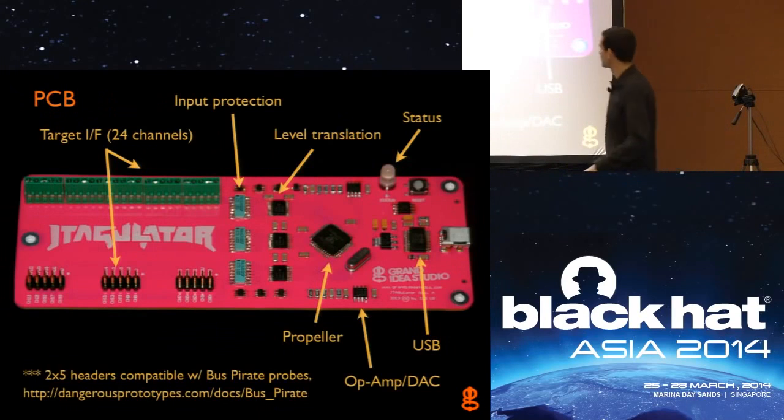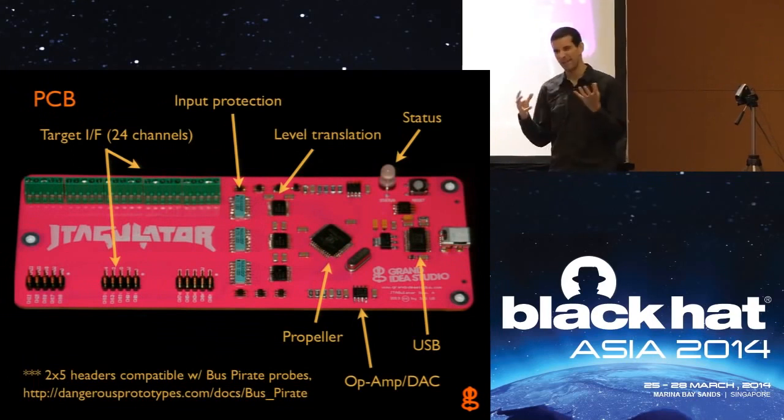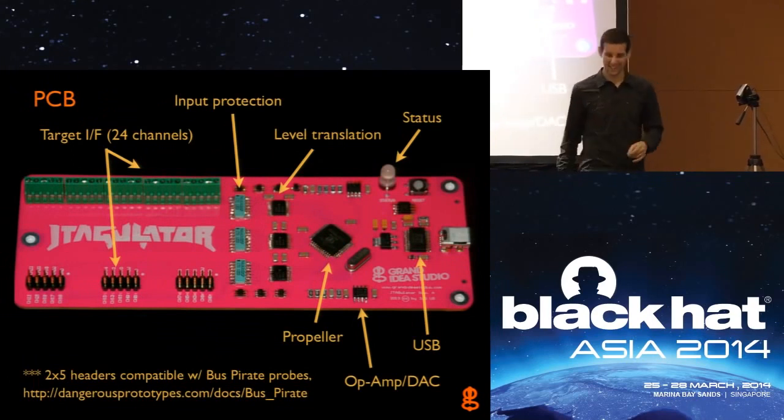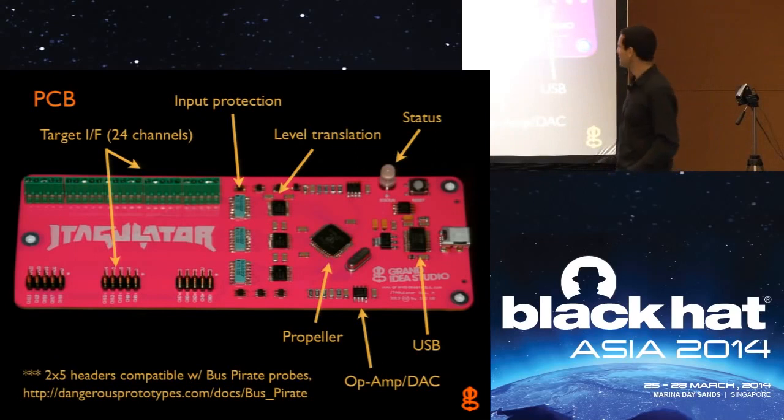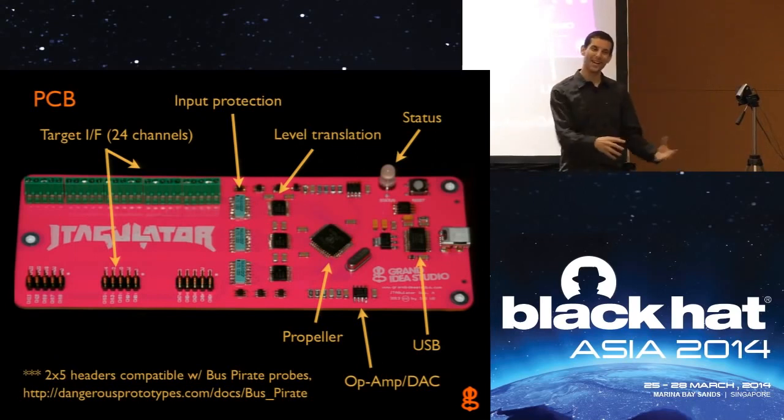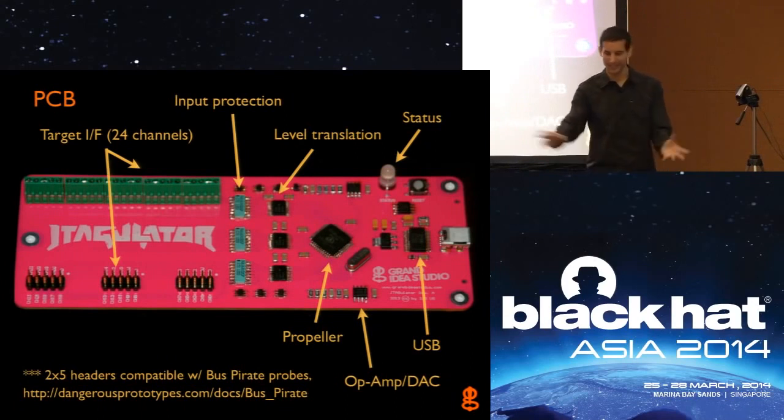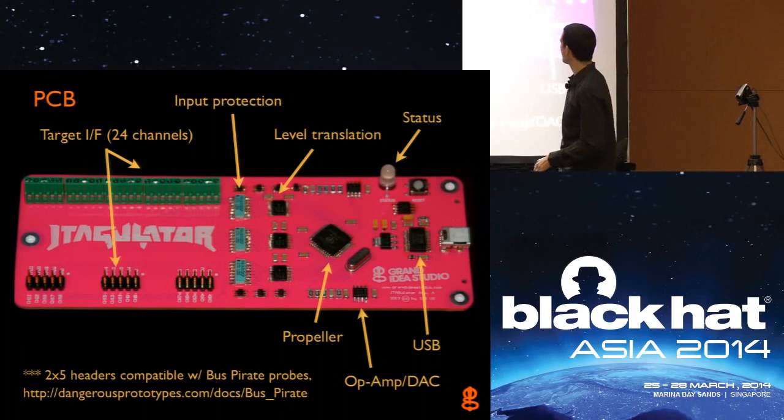So here's the board. It's very pink. I figured, with a name like JTAGulator, we've got to have a very pink board. It kind of offsets the heavy metalness of the JTAGulator name. And I figure a pink circuit board is going to be a lot harder to lose on your desk. If you have a green board, it kind of blends in with everything else, but pink will stand out. So you'll always be able to find your tool. But here's what it looks like.